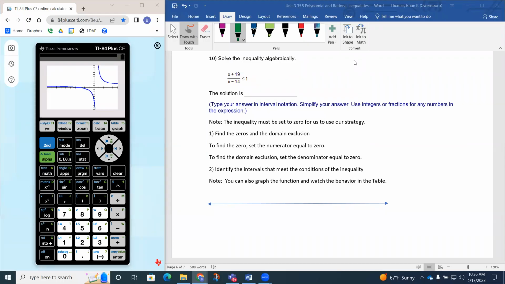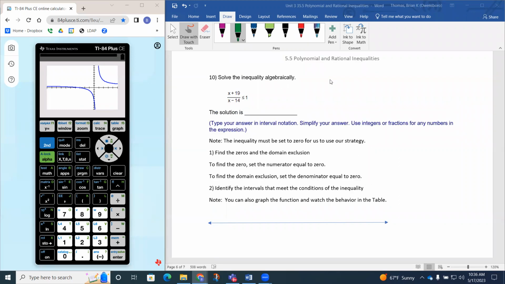So look at this problem right here. Again, we have a rational expression, but notice how it's not set to zero. So we still got to set it to zero before we can even do anything. So again, the inequality must be set to zero for us to use our strategy that we've been using.